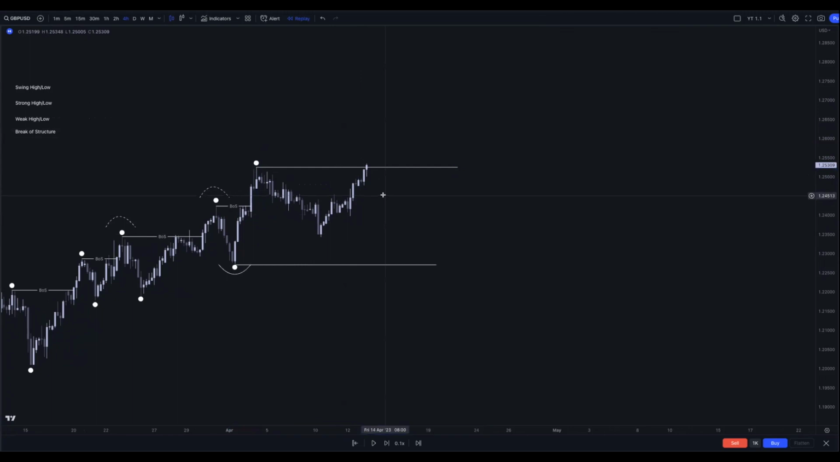We have a break of structure right there. There's our high. There's our break of structure. So let's move this. Notice how none of this changes. As soon as the candle body closes, that's mechanical, 100%. There's our break of structure. There's no guessing here, right?